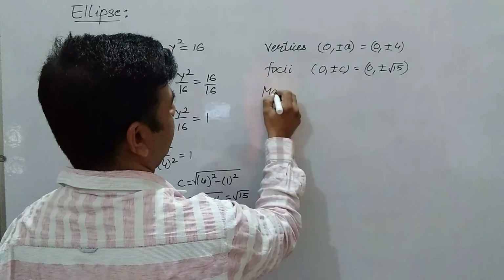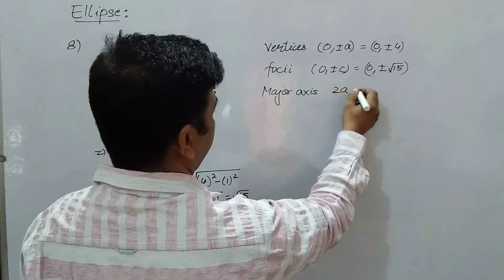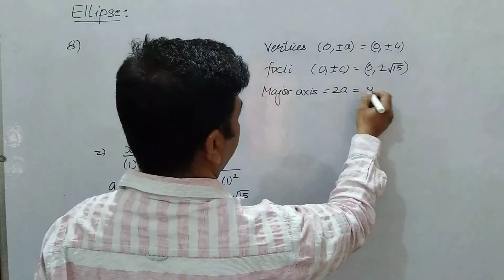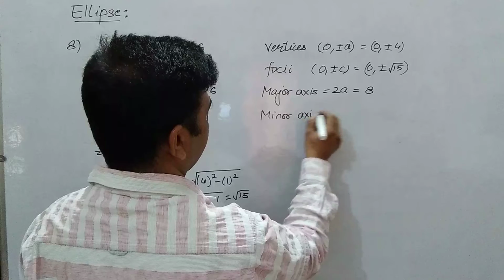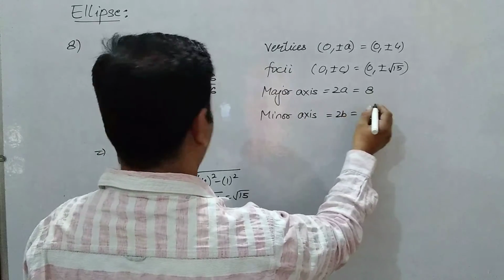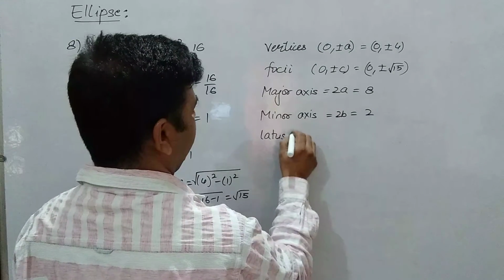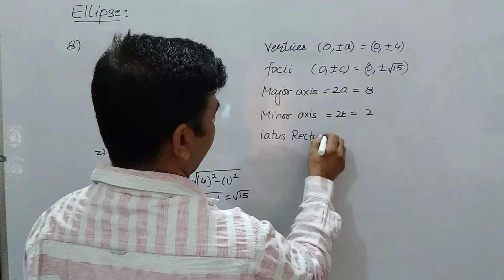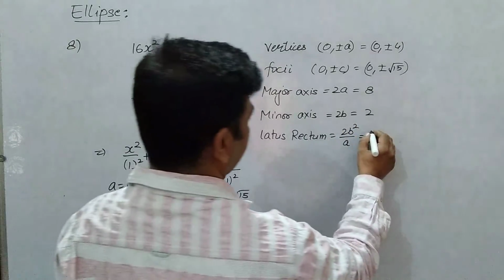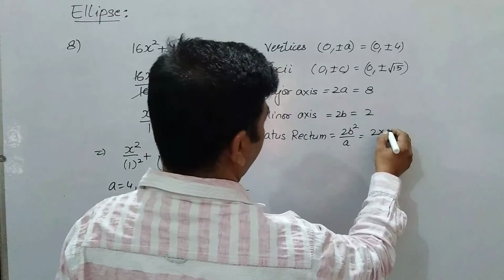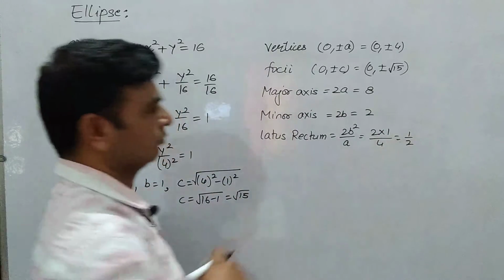Major axis can be obtained. Length of major axis is given by 2a, which is 8. The length of minor axis is given by 2b, which is 2 only. Length of latus rectum can be obtained by the formula 2b square by a. Here 2 into b square is 2 into 1, so 1 upon a, which is 4, so this is 1 by 2.